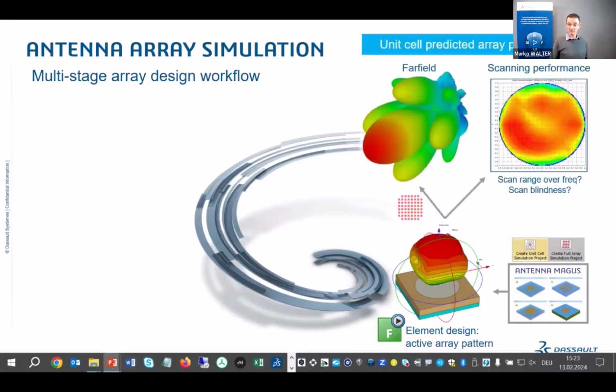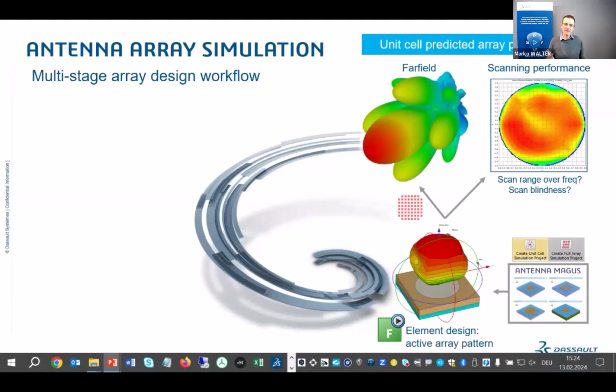And then we calculate or even optimize the performance of that element for its function as part of an infinite array. So infinite array because it's a unit cell level that we're looking at this at. So we look at the active element pattern performance over the frequency range and the scan angles of interest. And then we use the array layout to get an array factor, which we then multiply by the active element pattern to get the predicted performance of the full array in post-processing.